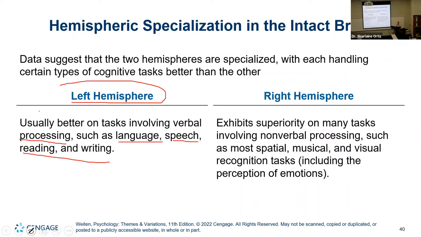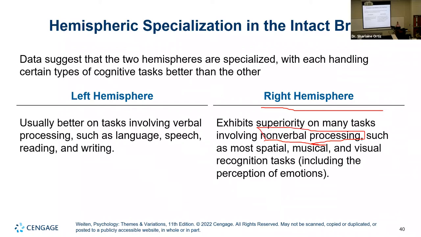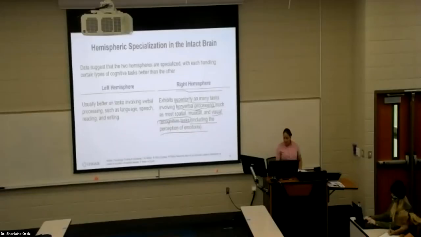So a good way to remember that: left hemisphere starts with an L. What else starts with an L? Language, right? So it's a good way to remember that. A right hemisphere involves many of those processing that is nonverbal. So visual recognition tasks, generally. Now, in this case, the perception of emotions is usually better and processed through the right hemisphere.